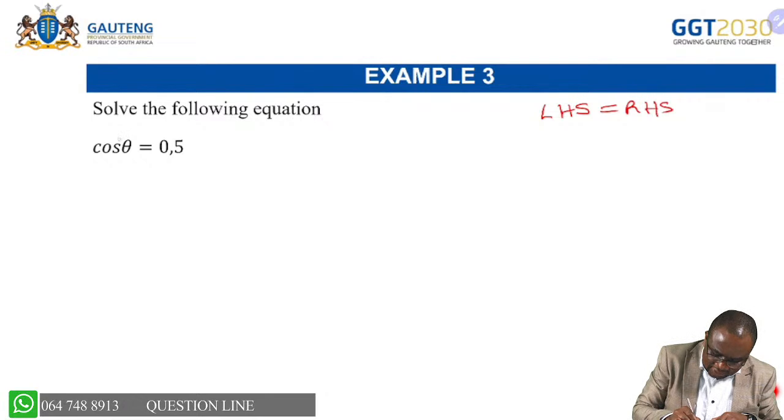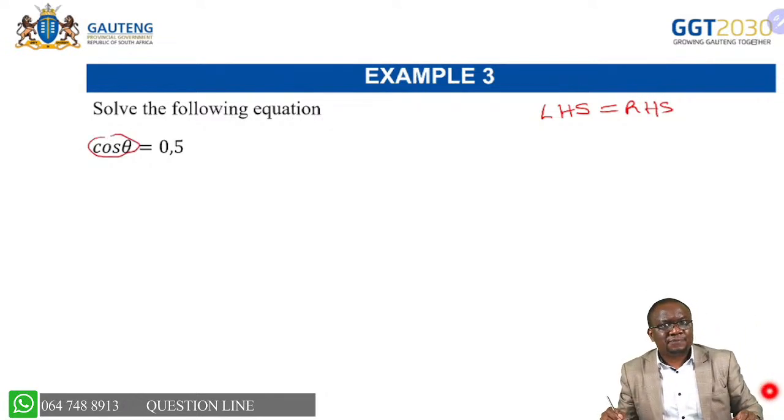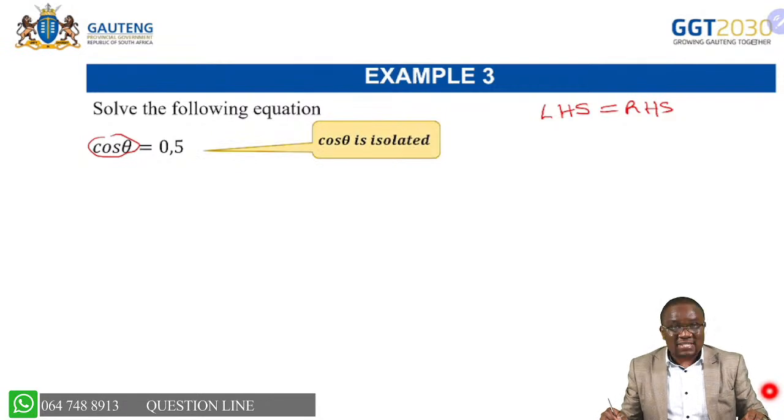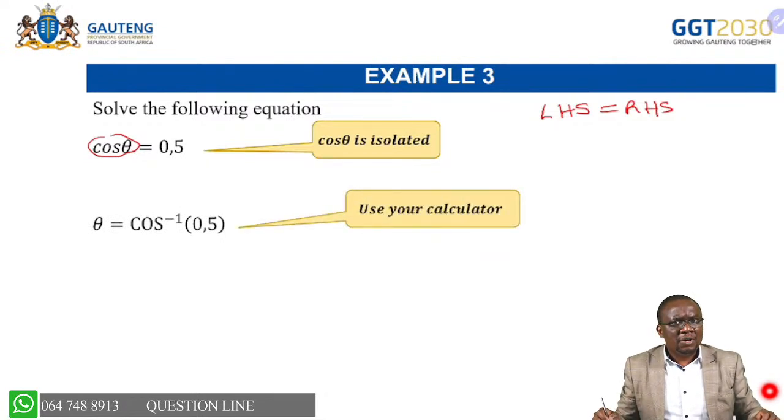So you see that? This is cos theta. Now we can find the inverse of that, which is arc cos. Arc cos 0,5. Okay? And then cos theta is isolated. Good. We're fine with that. And then arc cos 0,5. Now you have to use your calculator for that. What do you get? Right, you get 60 degrees. Did you get 60 degrees?